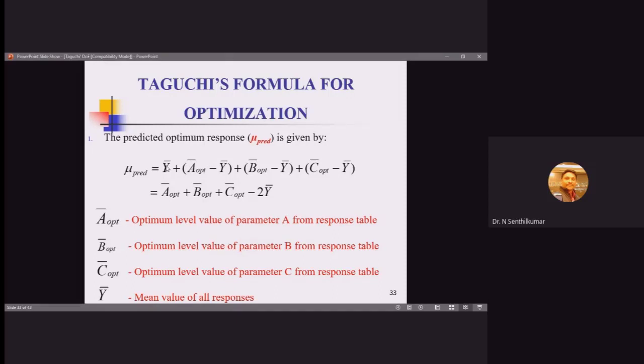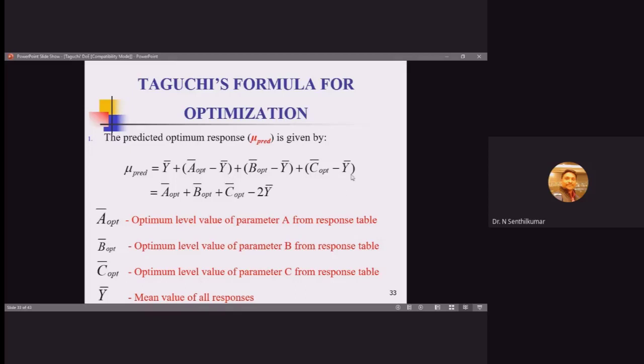So if I am going to consider MRR, so the mean, if I am going with the L9 orthogonal array, so 9 MRRs I will be having. That 9 I am going to take the mean, add all the 9 values and divide it by 9, and that will be this value. And this is the parameter A, parameter B, parameter C. What is that parameter? The input parameters. Okay, the input parameter optimum.